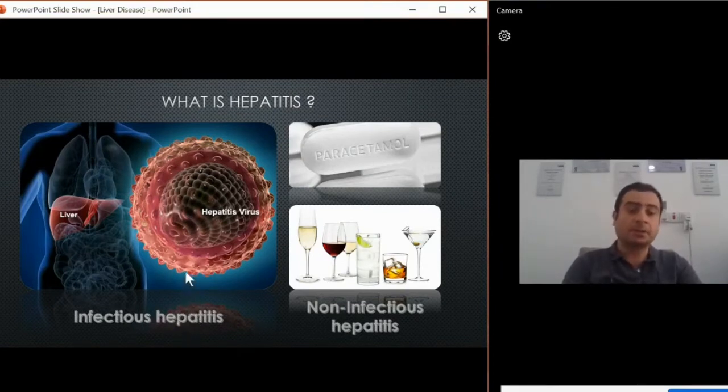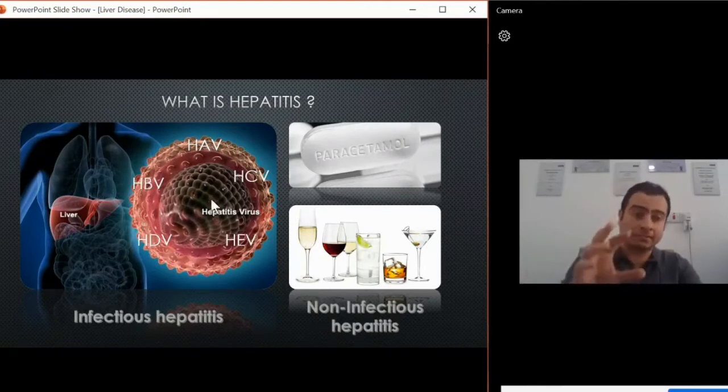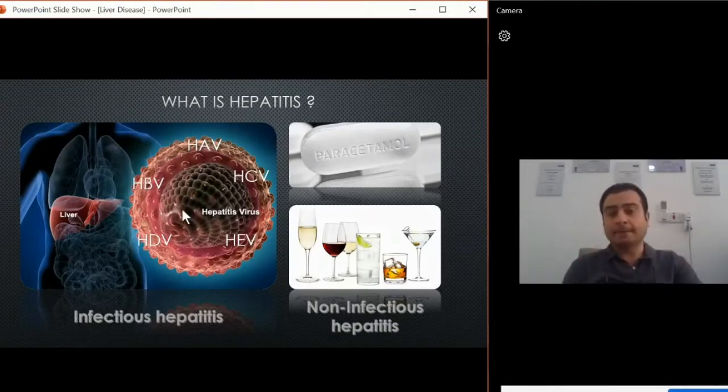Infectious hepatitis can be caused by many viruses. So we have hepatitis A virus, hepatitis B virus, hepatitis C virus, hepatitis D, and hepatitis E viruses. These are different viruses, but they all have the same target organ, which is the liver. Okay.